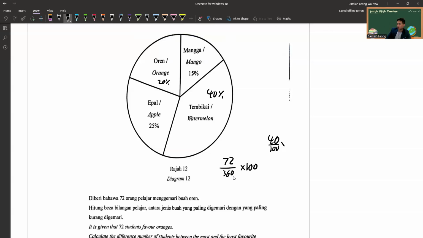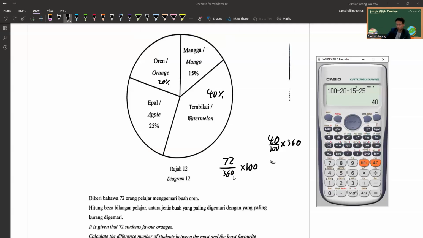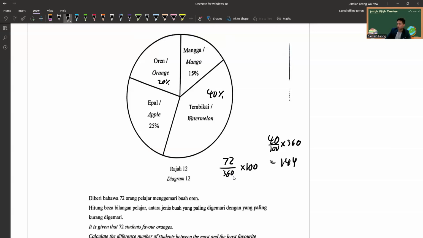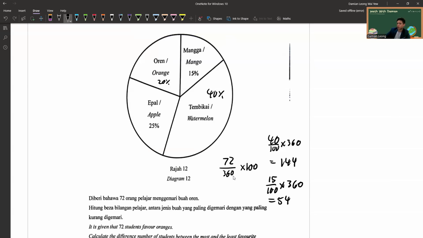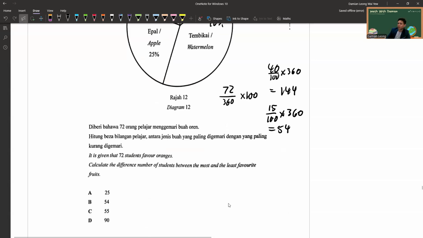So 40% of 360. 40% times 360, 144. The least is mango, 15%. So 15% of 360, 54. So the difference, 144 minus 54 is 90. Okay, answer D. That's for question 31.